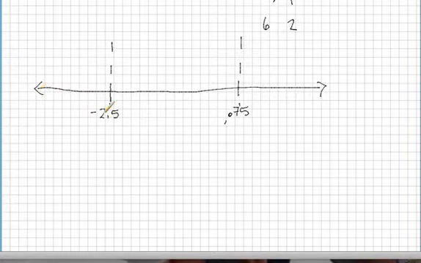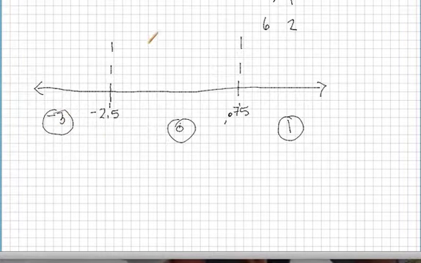I need a number that's greater than negative infinity and less than negative 2.5. Let's go ahead and pick negative 3. That's super convenient. Something in between negative 2.5 and 0.75. Let's go ahead and pick 0. That's very easy to plug in. And then something greater than 0.75 and less than infinity. Let's go ahead and pick 1 because that's also super easy to plug in.